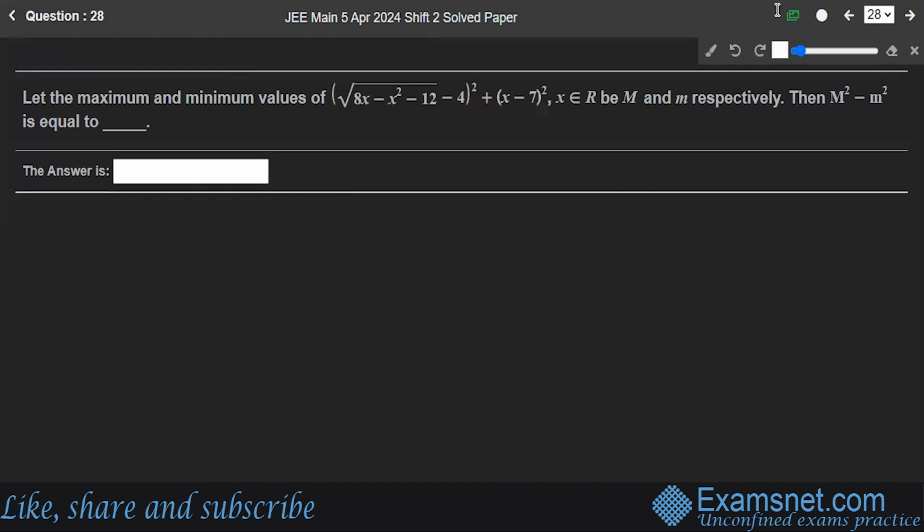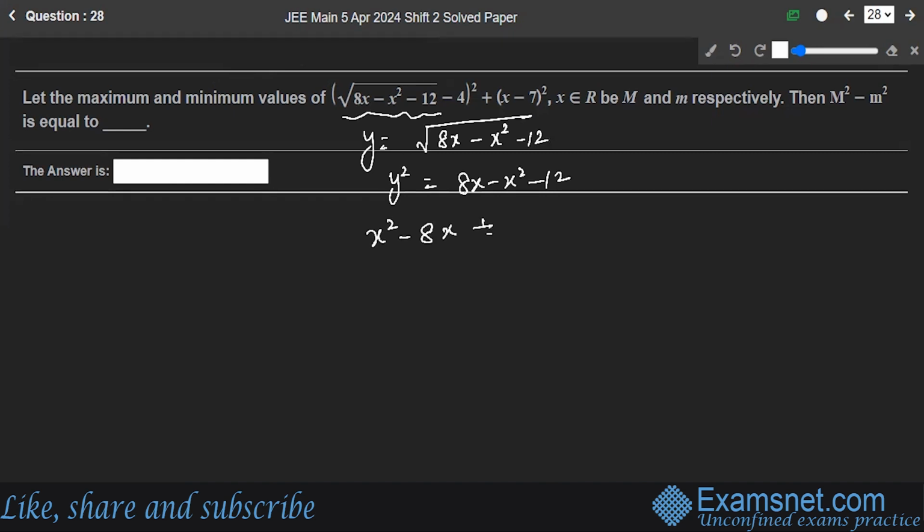Question number 28, let the minimum and the maximum values for this expression where x belongs to real numbers be small m and capital M respectively. Then the difference between the squares of both of them is equal to. So let's say first of all, this y is equal to this. y is equal to root of 8x minus x square minus 12, or you have y square is equal to 8x minus x square minus 12, or you have x square minus 8x plus 12 plus y square is equal to 0.